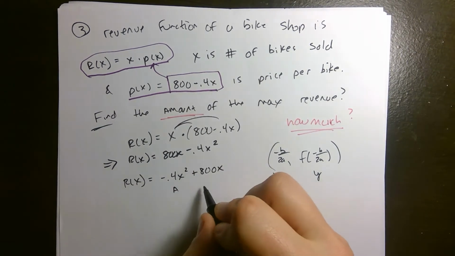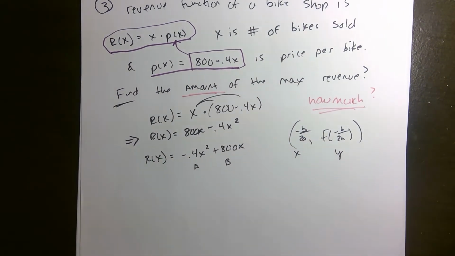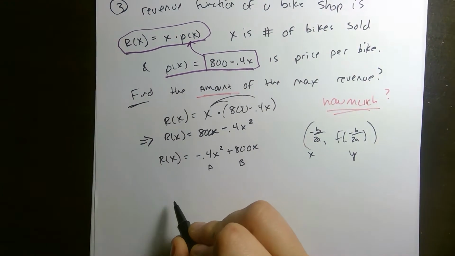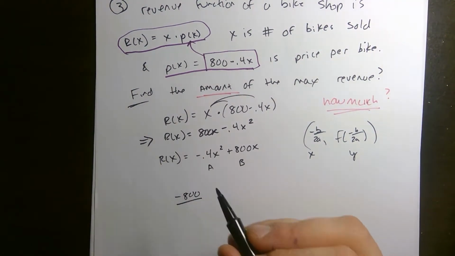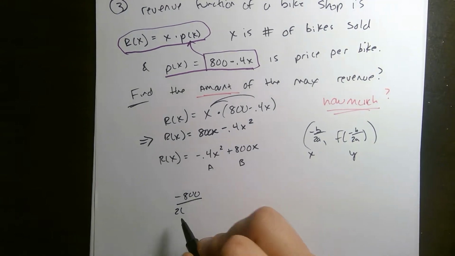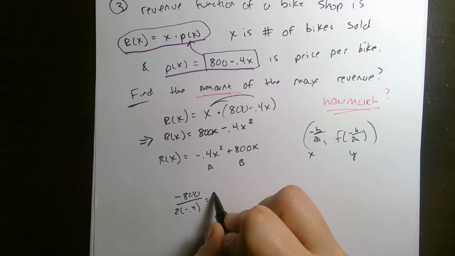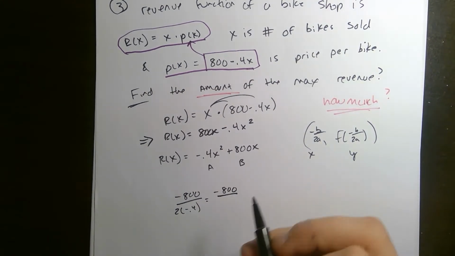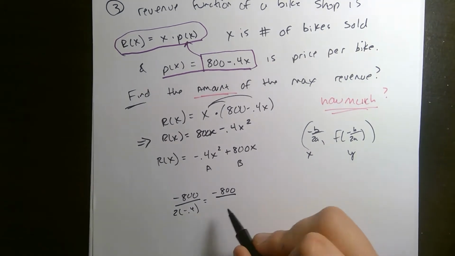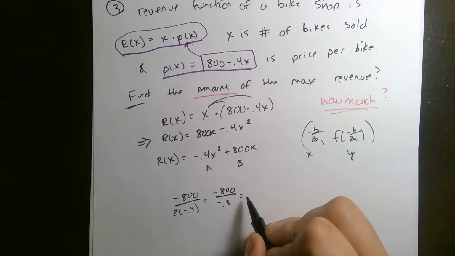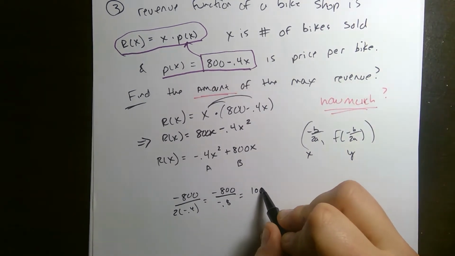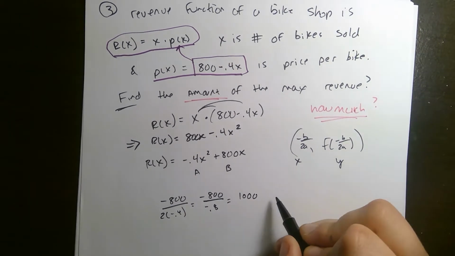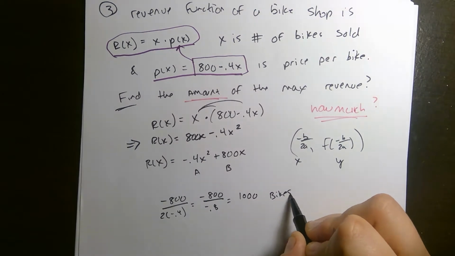Well, we can do that. This is a, this is b. And so I'm going to say, all right, in my case, the opposite of my b is negative 800. I'm going to divide that by 2 times my a value, which is negative 0.4. And again, leave the top alone for the time being. Type this into the calculator and get negative 0.8. And when you do this division, that's going to give you the number 1,000. Well, what does this mean? This means that I have to produce 1,000 bikes.